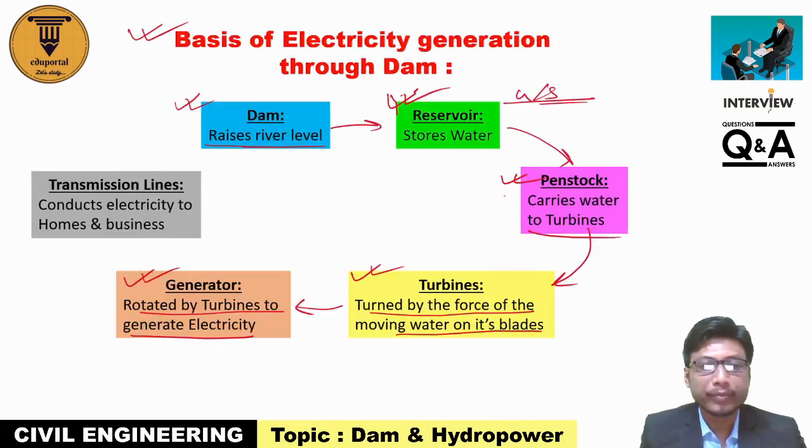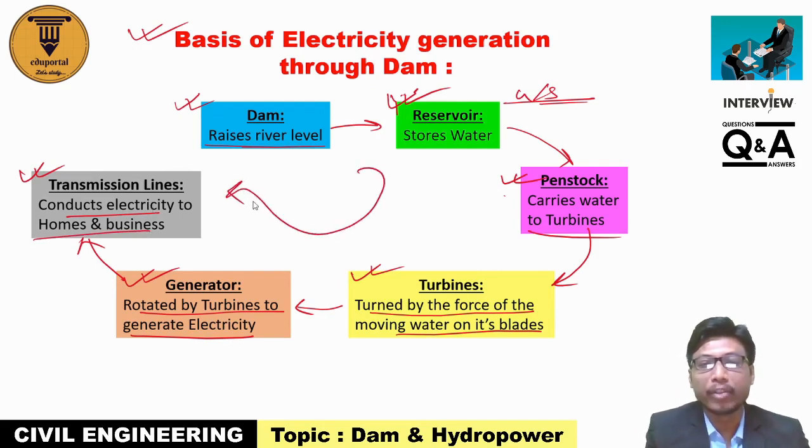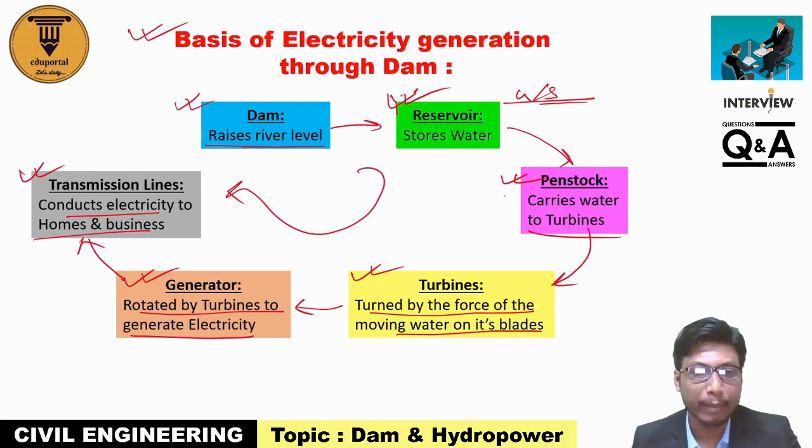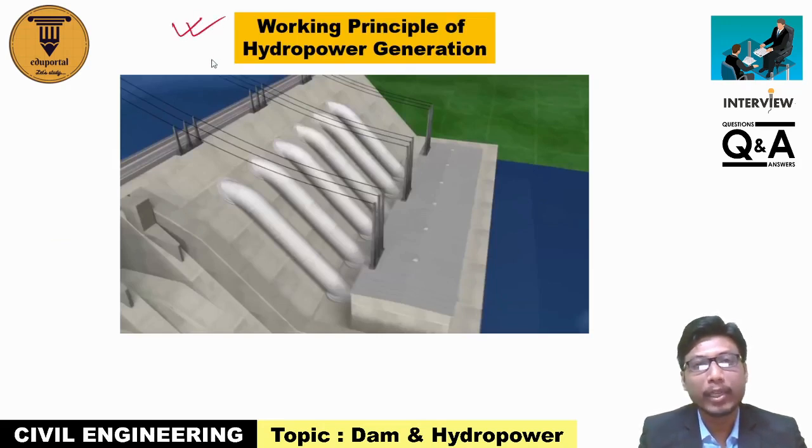Now you can see the generator produces electricity, and then there are transmission lines. They conduct the electricity to our homes. So this is the entire process of electricity generation through the dam. Now we will see some videos where your concept will be clear. This is the working principle of hydropower generation.